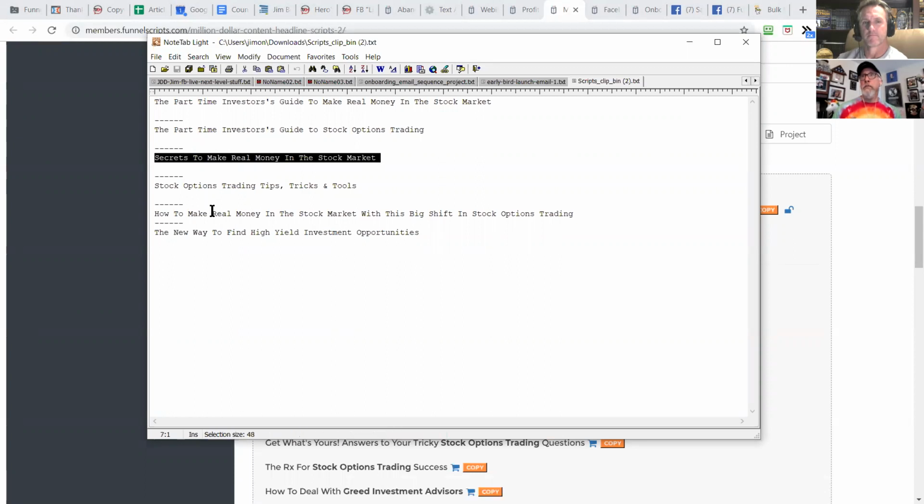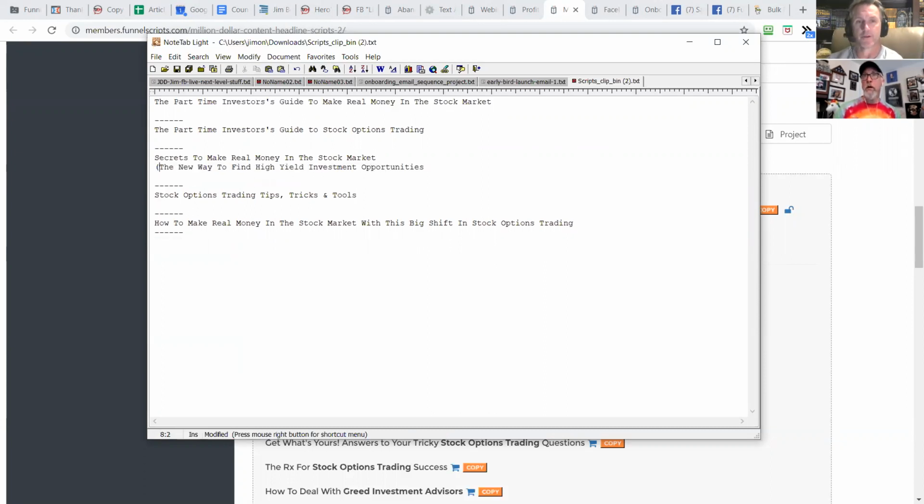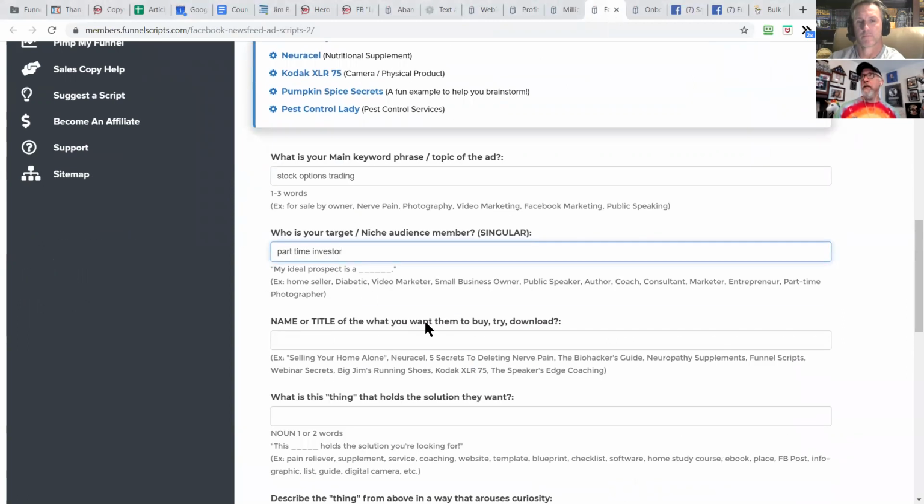Secrets to make real money in the stock market, how to make real money in the stock market, this big shift in stock options trading, part-time investor's guide to stock options trading, the new way to find high yield investment opportunities. Yeah, I think the one you have highlighted and the very last one combined together as a title, subtitle. Okay, looks pretty good. For part-time investors. There you go. That's what we said. Yep. Okay, so that's going to be the title of our book. That's a cool title.